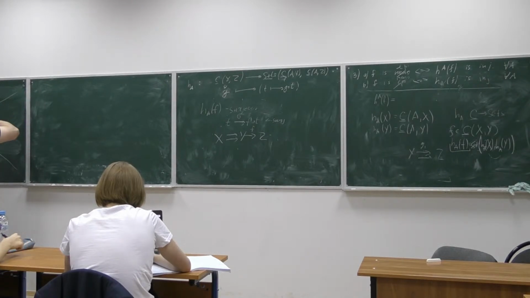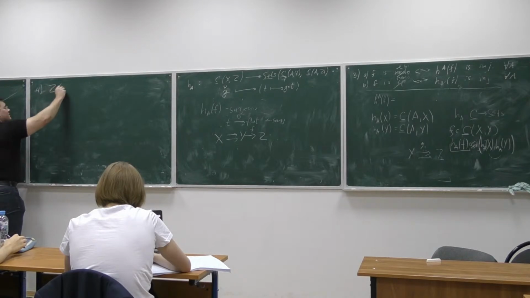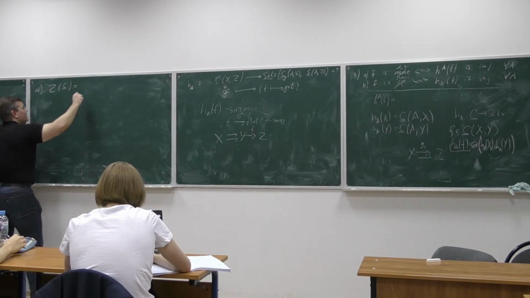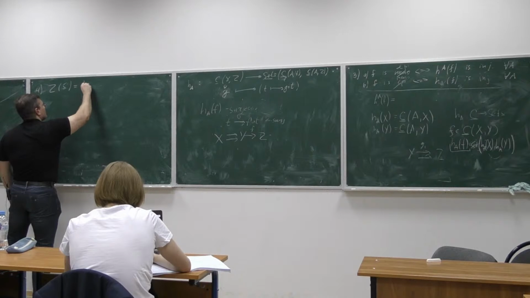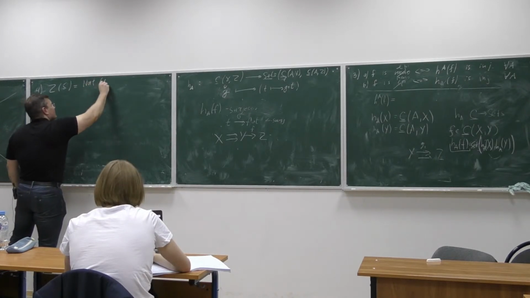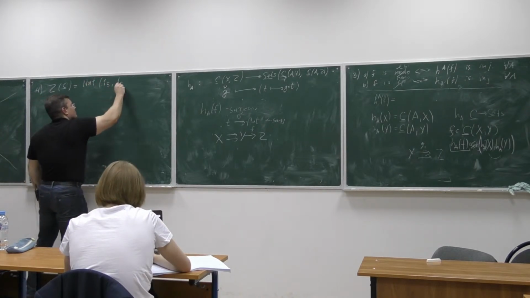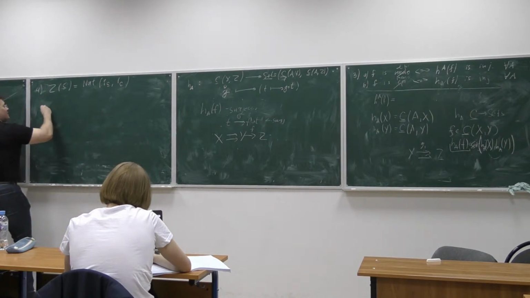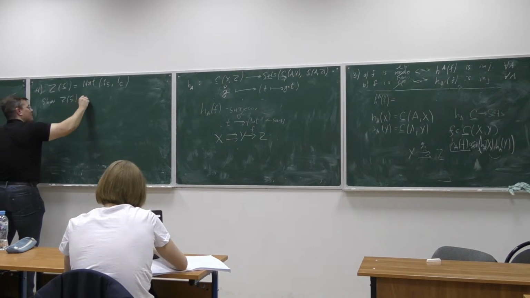Okay, so this is problem 4. We can define the center of any category as all natural transformations from the identity functor to the identity functor, and show that the center is commutative.